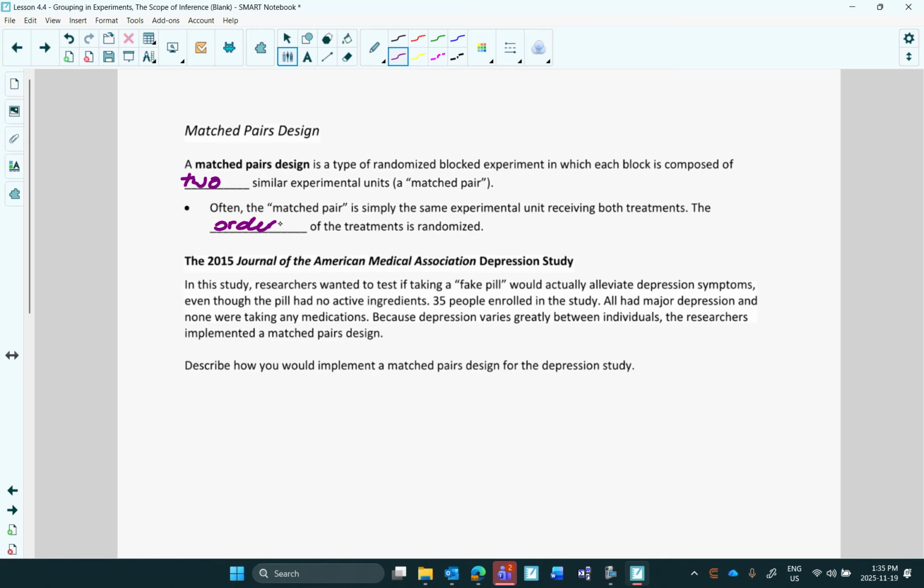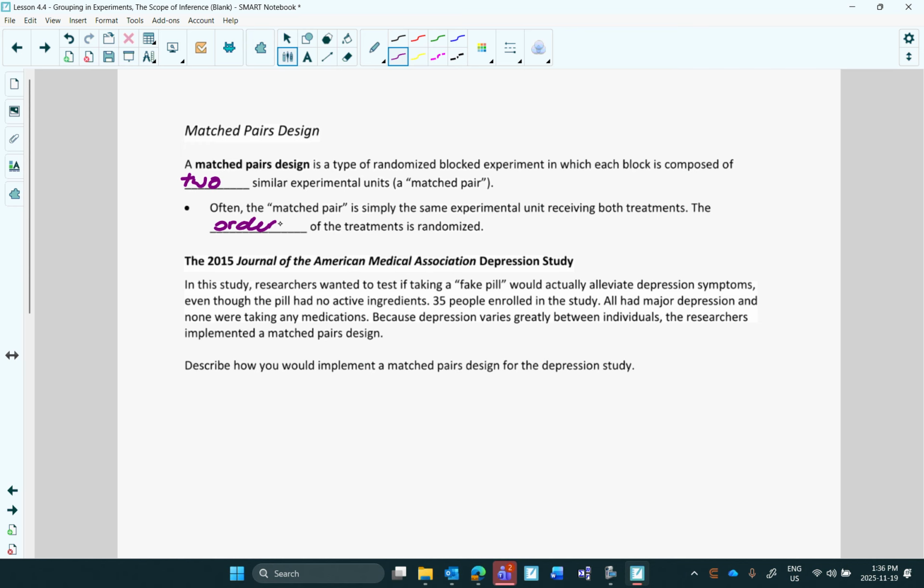In this study, researchers wanted to test if taking a fake pill would actually alleviate depression symptoms, even though the pill had no active ingredients. So we would call that pill a placebo, right? So 35 people volunteered to take part in the study, all had major depression. None were taking any medications. Because depression varies greatly between individuals, the researchers implemented a matched pairs design.